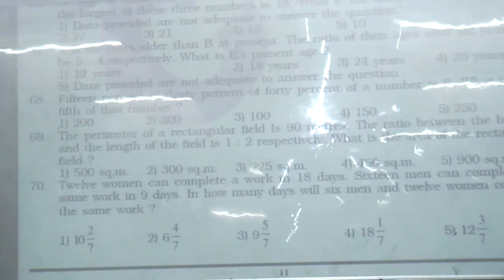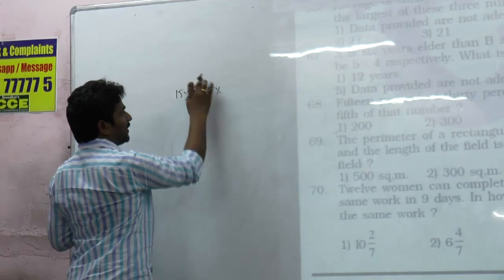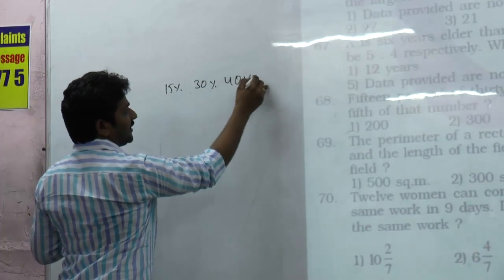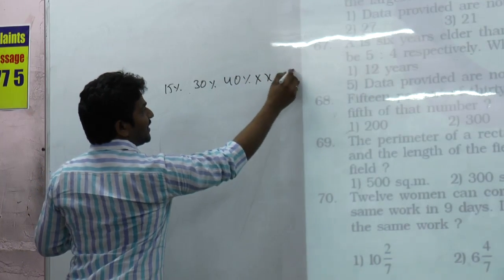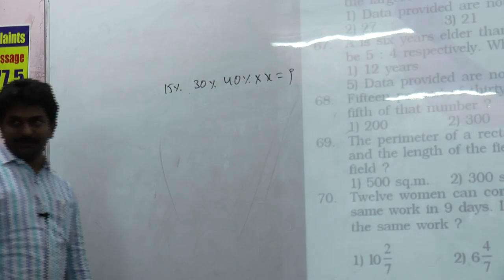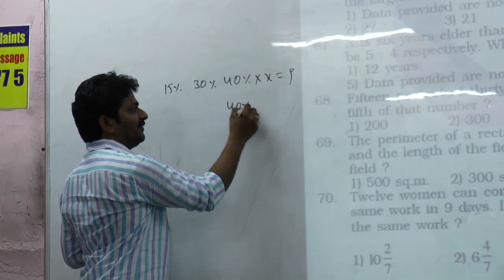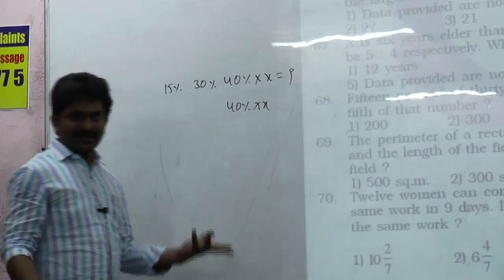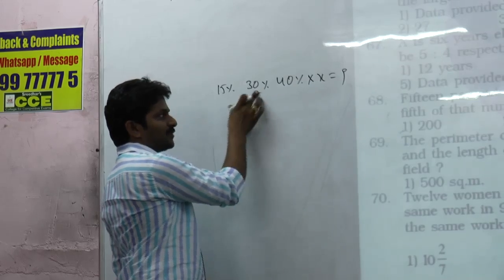Next, 68. 15% of 30% of 40% of a number is 9. What is 2/5 of that number? 2/5 in the sense 40% only, right? It asked about 40%. So you need to take these two numbers to that side.